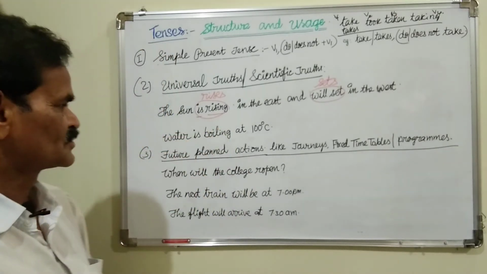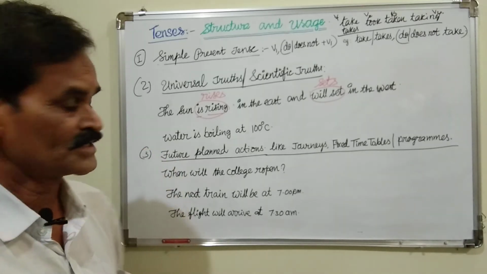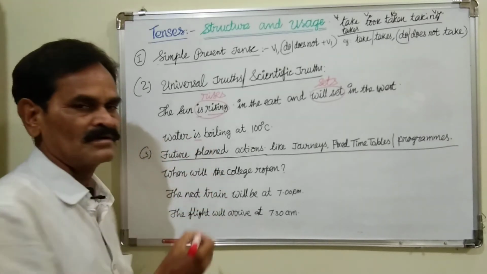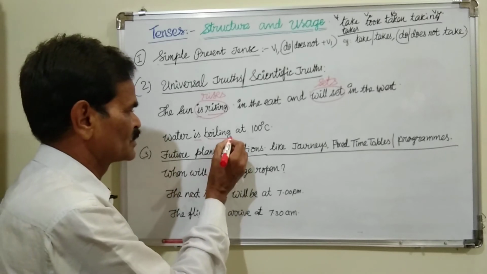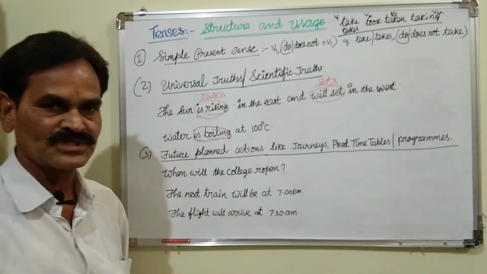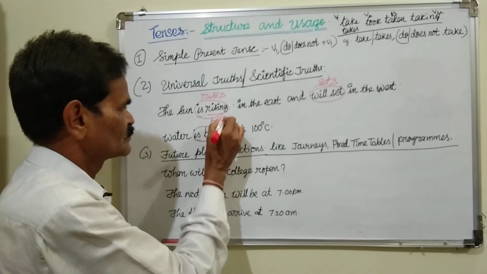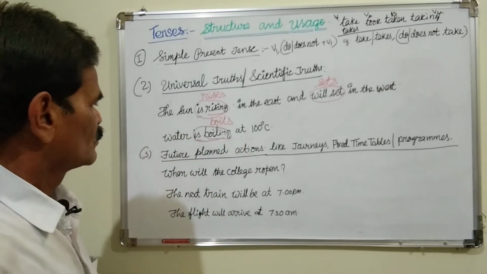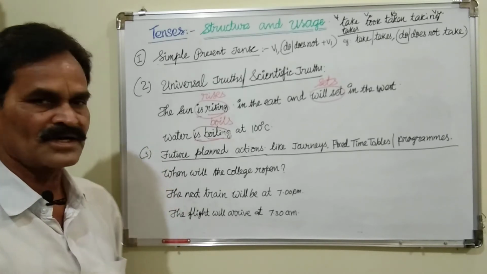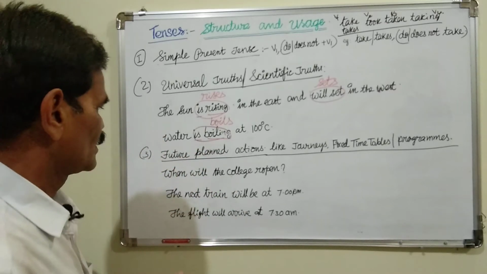And the second example we will see: the water is boiling at 100 degrees Celsius. This is a scientific truth, it is proved. So here is be form present, ing form continuous, present continuous. We cannot use present continuous, we cannot use simple future tense, that is will boil, we must use only boils. So, the water is boiling at 100 degrees Celsius, wrong. The water will boil at 100 degrees Celsius, wrong. The water boils at 100 degrees Celsius only.